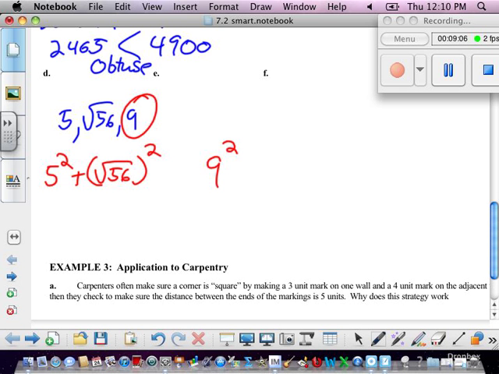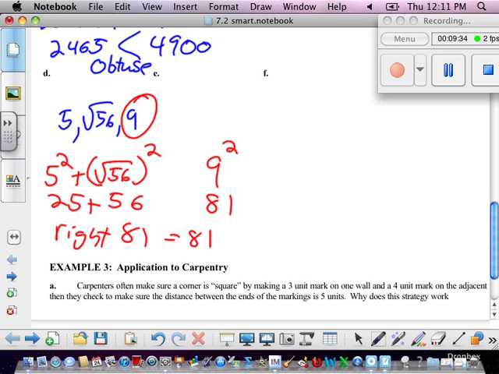What's 5 times 5? 25. Here's my question in case you don't want to punch this in your calculator. What's the square root of 56 squared? 56. And we've got 81. 25 plus 56 is 81. 81 equals 81, so what kind of triangle is this? Right.